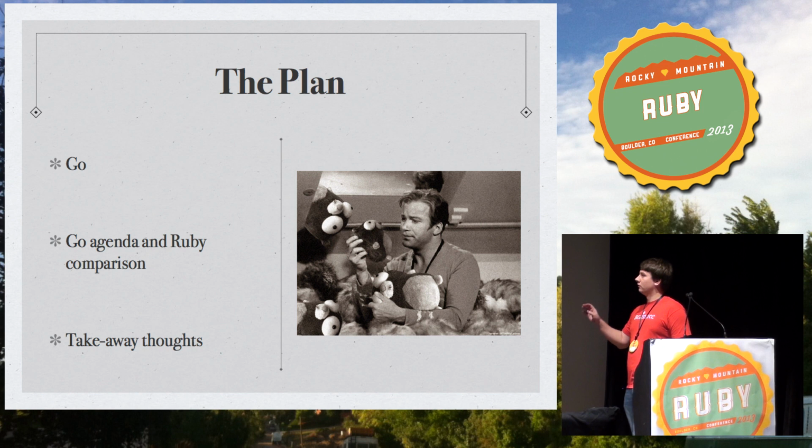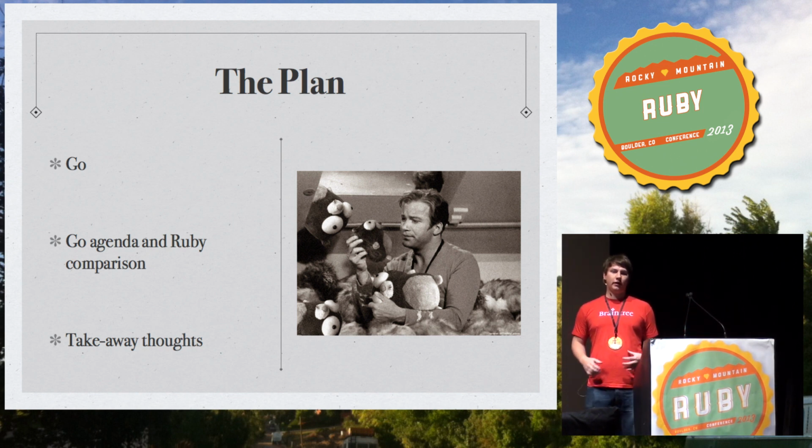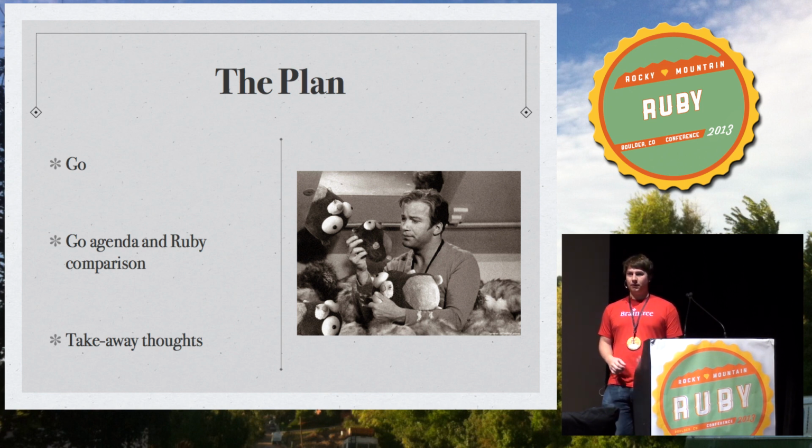So let's talk about Go. Here's the plan. We're going to give a little overview of Go. We're going to talk about what I call the Go agenda and compare how it works versus Ruby. And then we'll just have some takeaway thoughts. So what is Go?